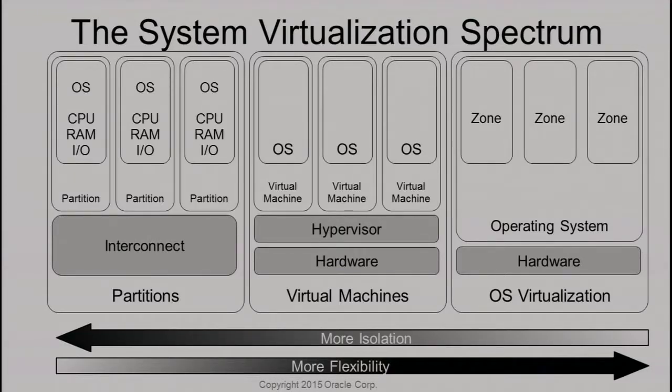If you want a program to use a little bit more CPU power, and you have those partitions, you can't do that. You can't give it a little more power. Over on the right-hand side, we have, for Solaris Zones containers, more flexibility but less isolation. And in the middle, you have those virtual machines that use a hypervisor.